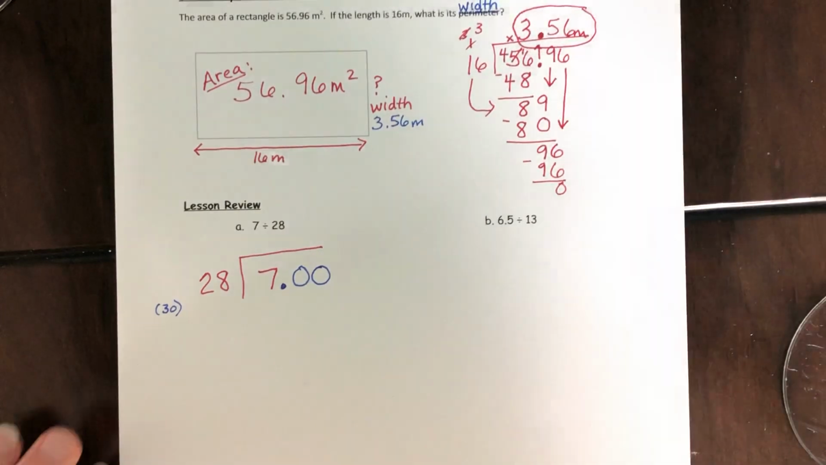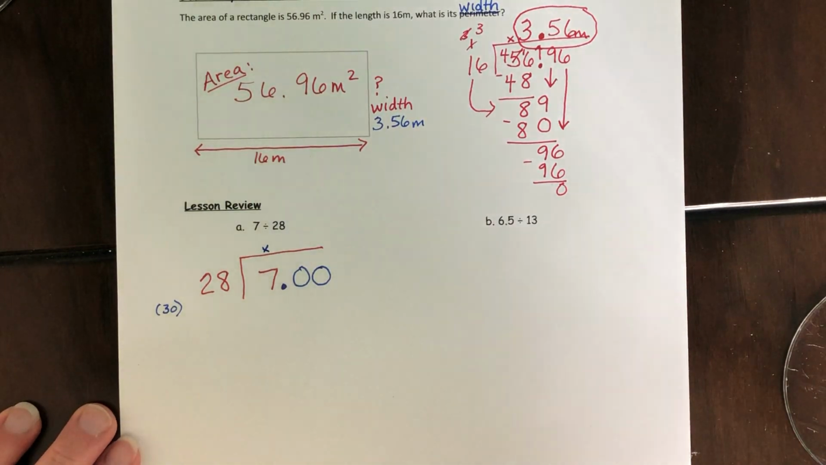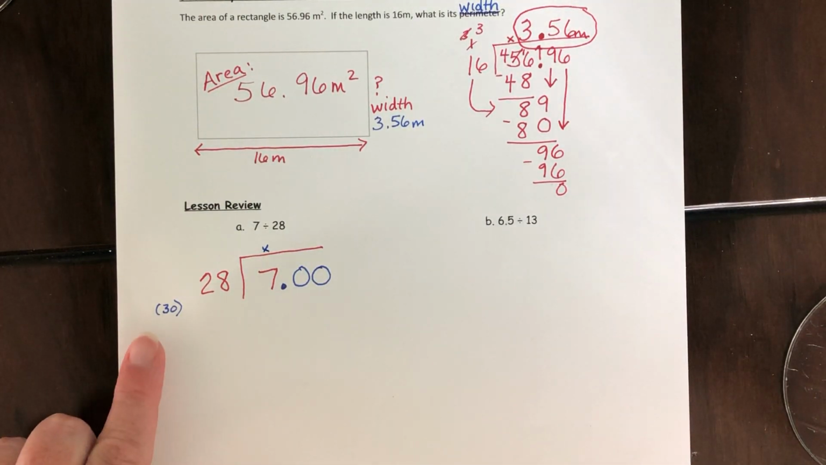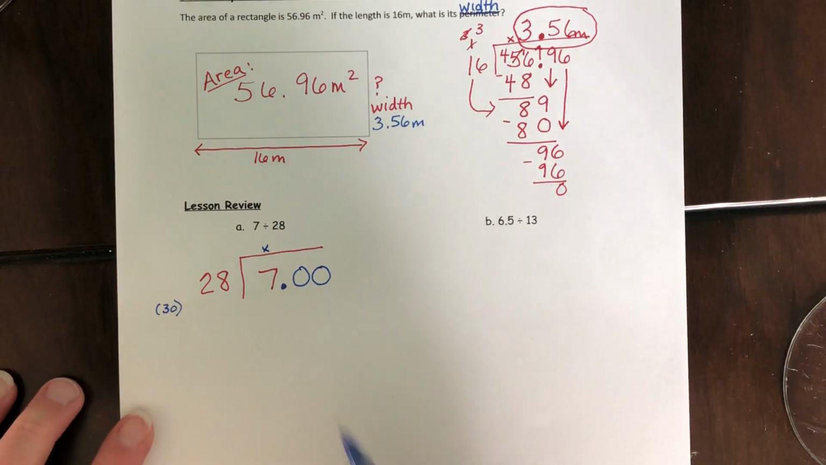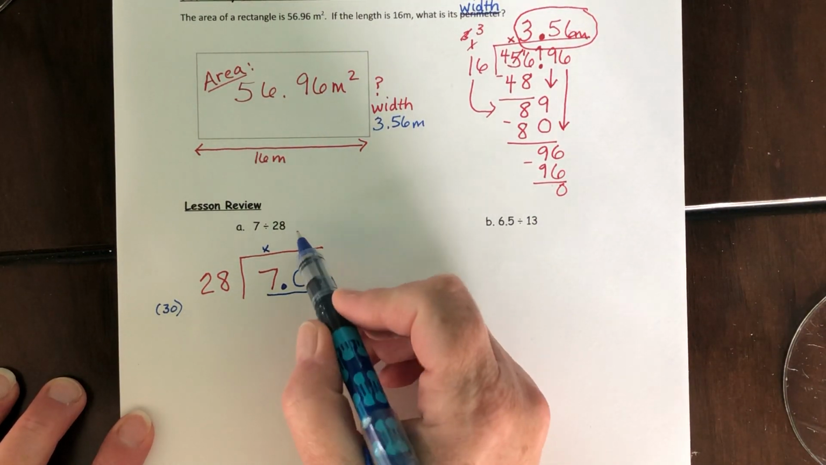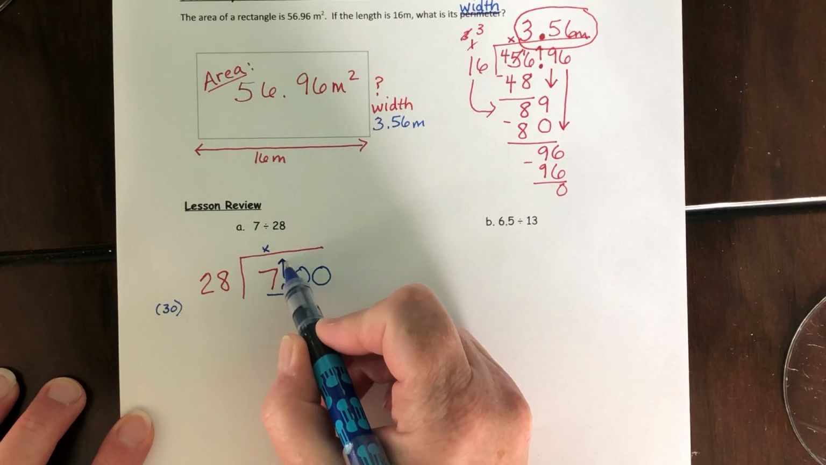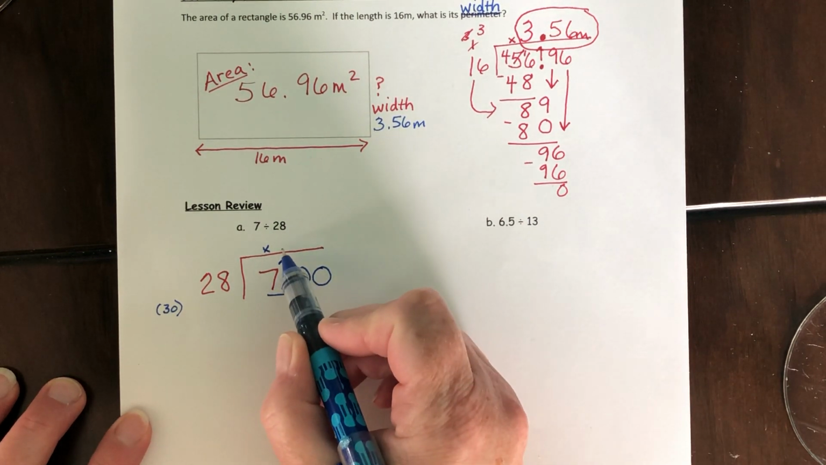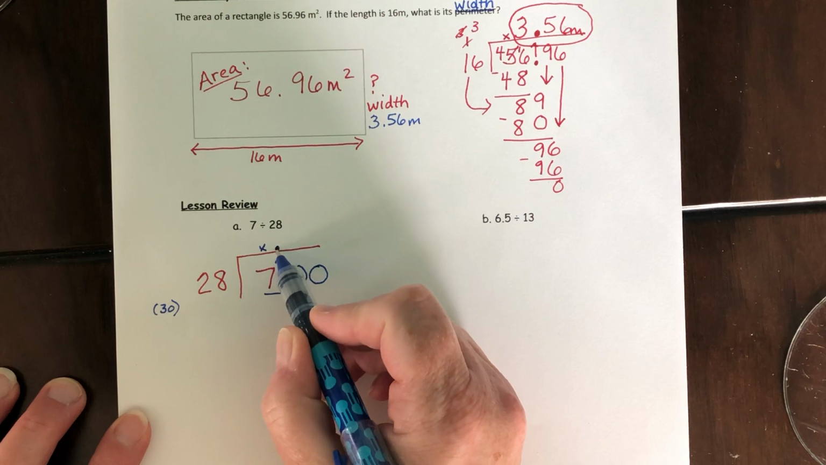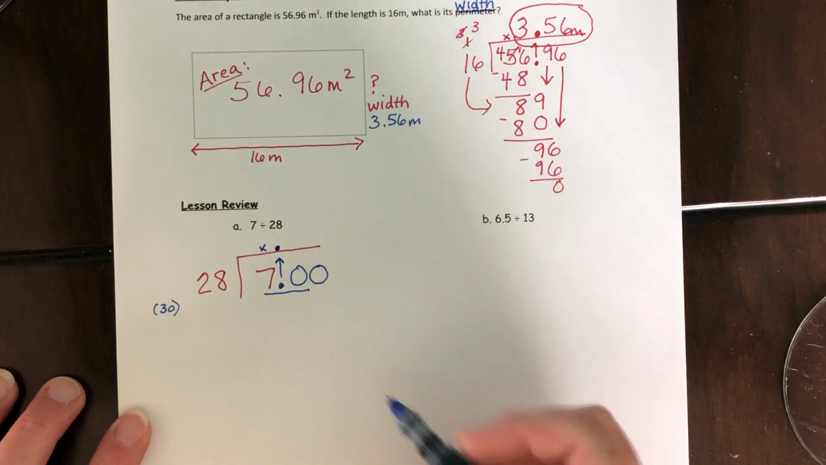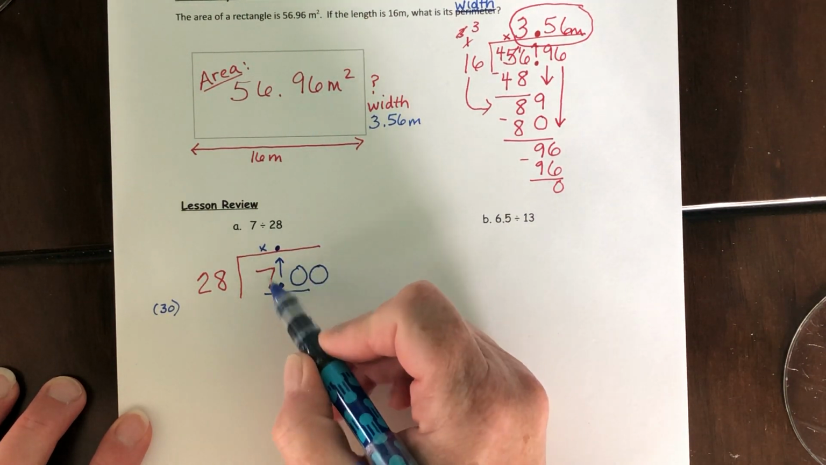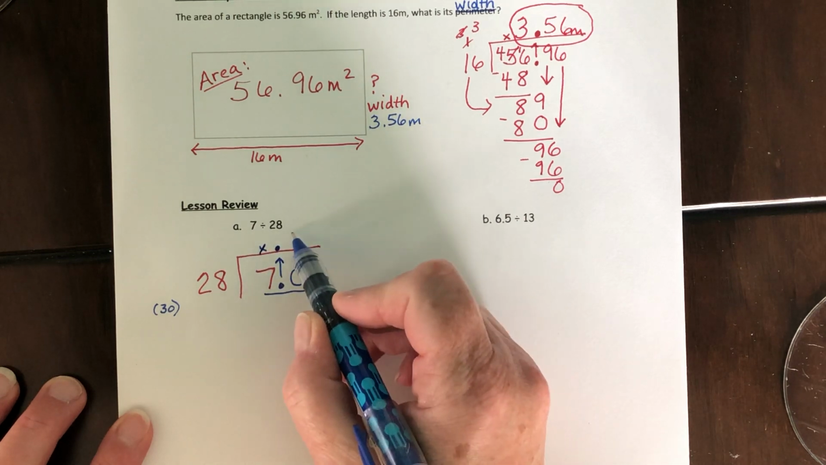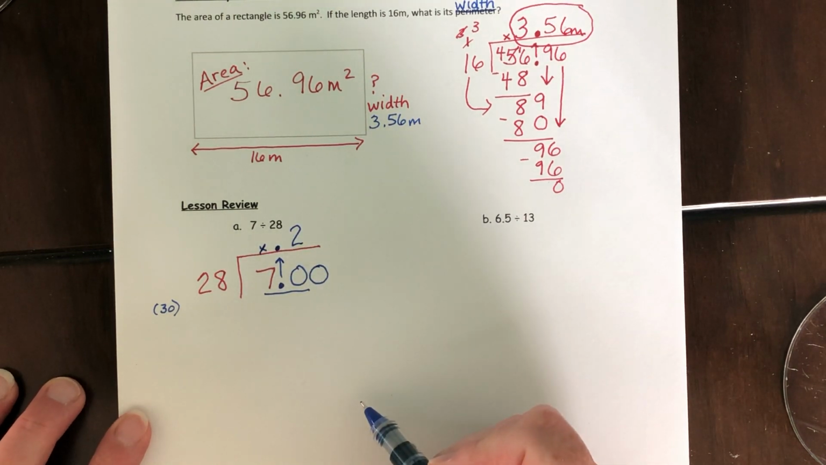28 going into 7 is not going to work. That's far too large. But if I'm thinking about 28 in my mind as being pretty close to 30, 30 can go into 70 about 2 times. Before I do that, I want to bring my decimal once again from the dividend up into my quotient. And so, because 28 is not going into 7, 28 is going into 70 about 2 times.